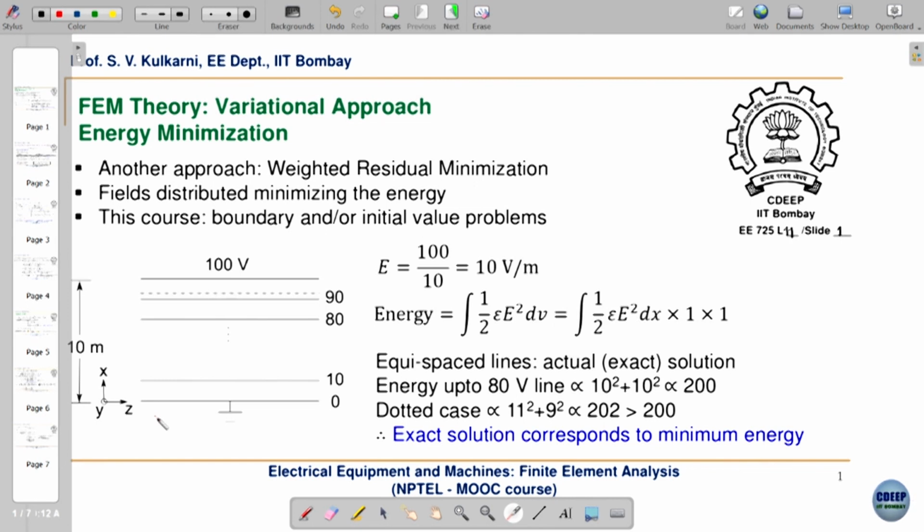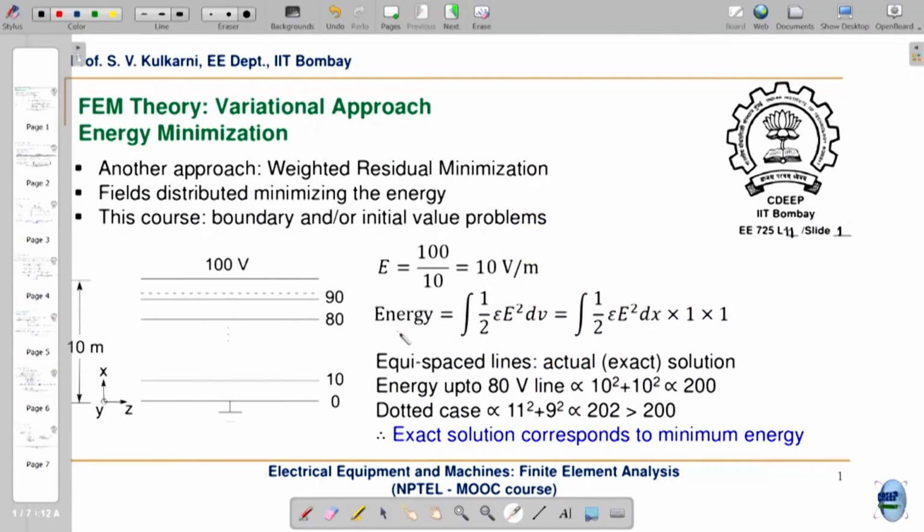Since it is a uniform field condition, because end effects are neglected, the field is uniform everywhere. So your electric field intensity is simply 100 volts by 10 meters, because 10 meters is the gap between the two plates. So you have E given by 10 volts per meter everywhere. And we know the energy is the volume integral of half epsilon E square dV.